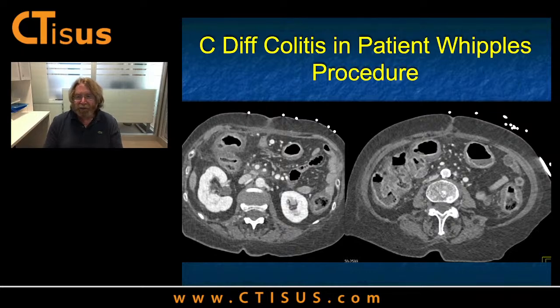Of course, when you have someone with a Whipple's procedure and you see thickening here around the celiac and SMA and SMV, you also would always want to think about ischemia. Sometimes they look very, very similar.